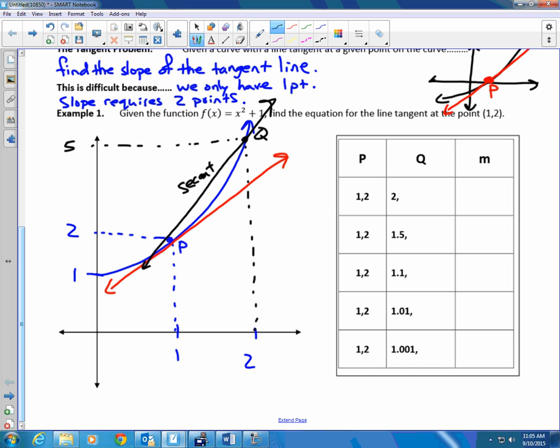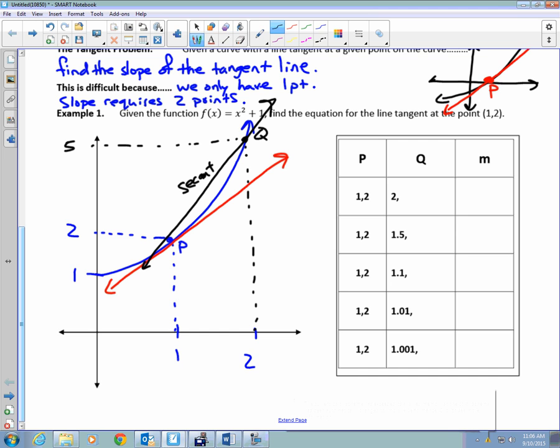Well, can we find the slope of the secant line? Will the slope of the secant line in this situation be greater than the slope of the tangent line or less than the slope of the tangent line? Greater than. That's quite obvious, right? So in order to find slope, I need 2 points. Well, point P has a coordinate 1, 2.